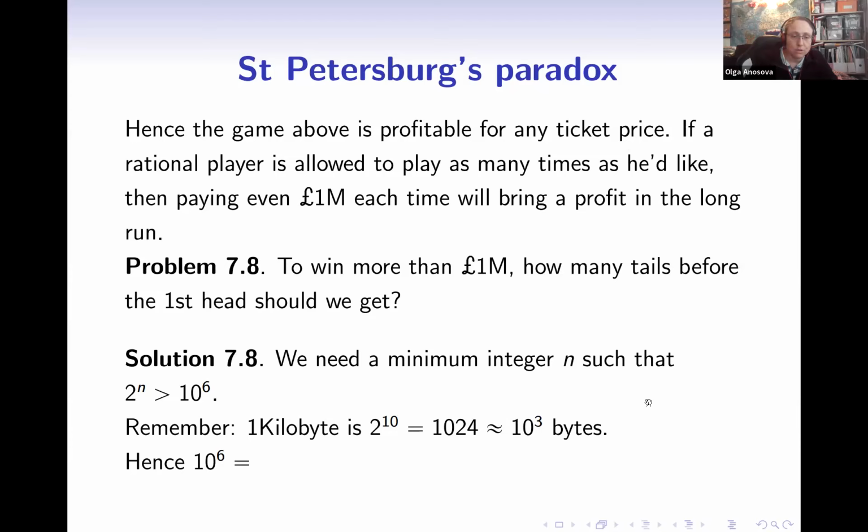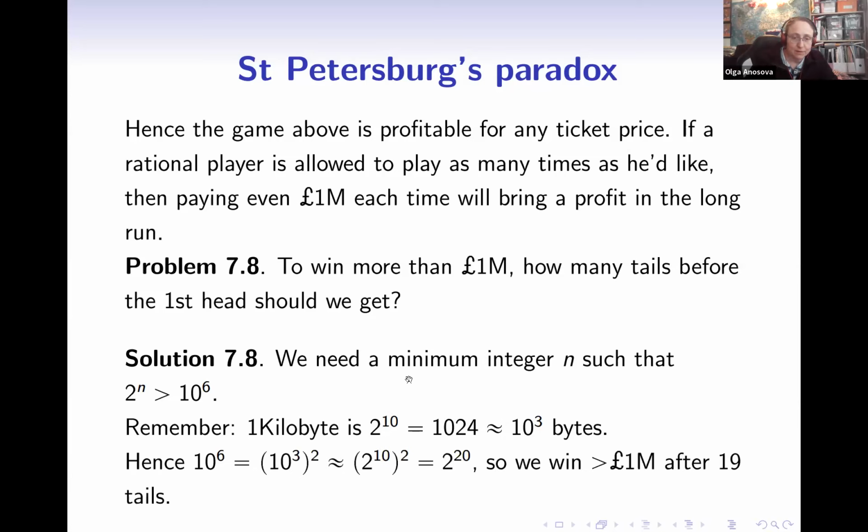So if we know that 10 to the power of 3 is 1,000, then 10 to the power of 6, what will it be as 2 to some power? What power of 2 will give us 1 million? Yeah, very good, Daniel. Thank you very much. And that indeed will be 20. So we win 1 million after just 19 tails.